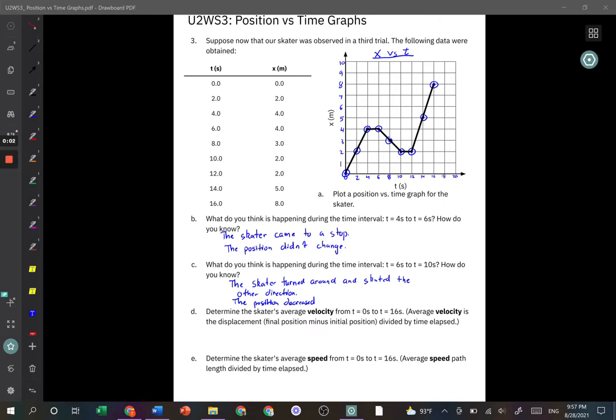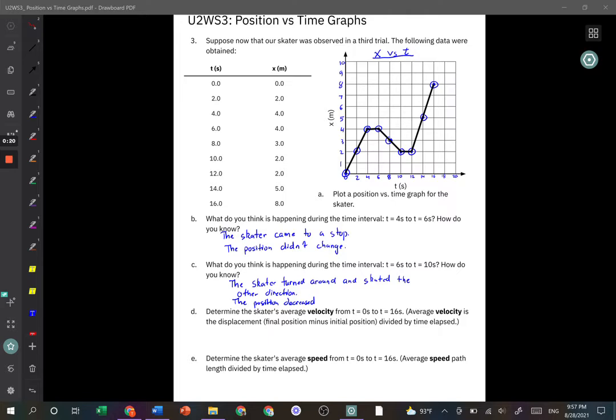Unit 2, Worksheet 3, Position versus Time Graphs. Problem 3, Part D. Determine the skater's average velocity from a time of 0 seconds to a time of 16 seconds.